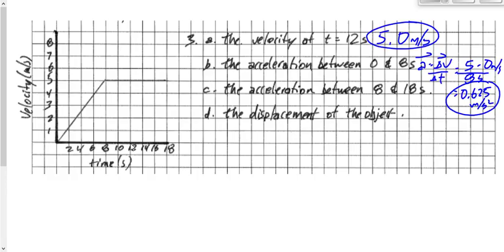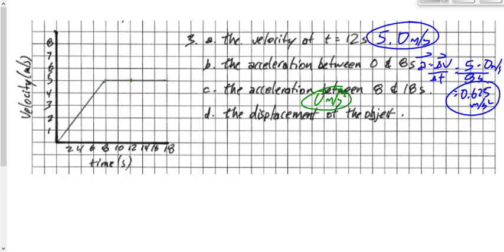What's the velocity at 8 seconds? Tell me what the velocity is at 8 seconds. 5 meters. Good, 5 meters per second. What is it at 12 seconds? 5. What is it at 18? So in other words, the velocity is 5 the whole time, right? It's constant. It's not changing. And if the velocity isn't changing, then the acceleration is just 0.